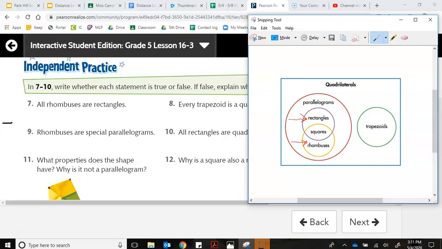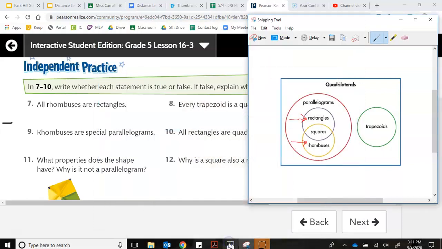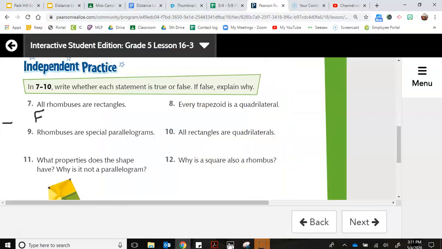So rhombuses, I know if I look at this, rhombuses have four equal sides and rectangles have four right angles. But they don't have to be the same. So rhombuses don't have to have four right angles and rectangles don't have to have four equal sides. So this one is false. For example, your rhombus can look like this and not be a rectangle.